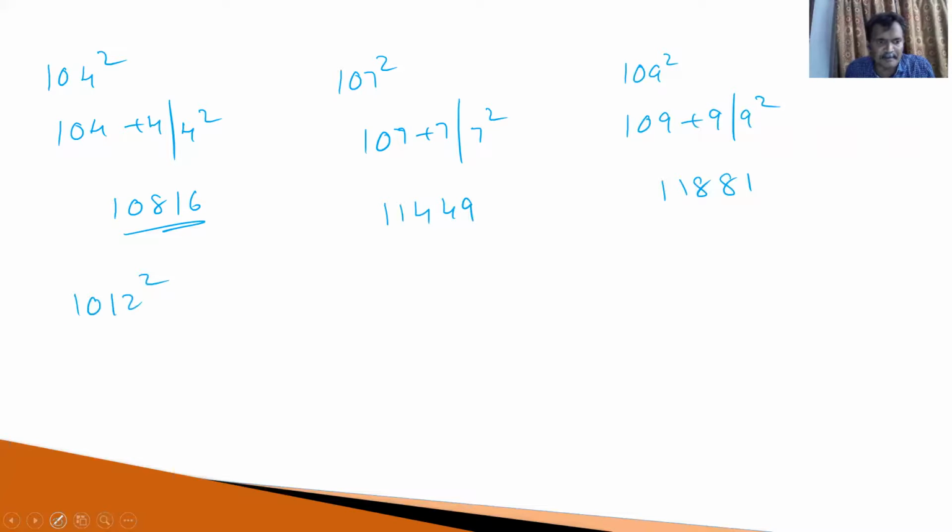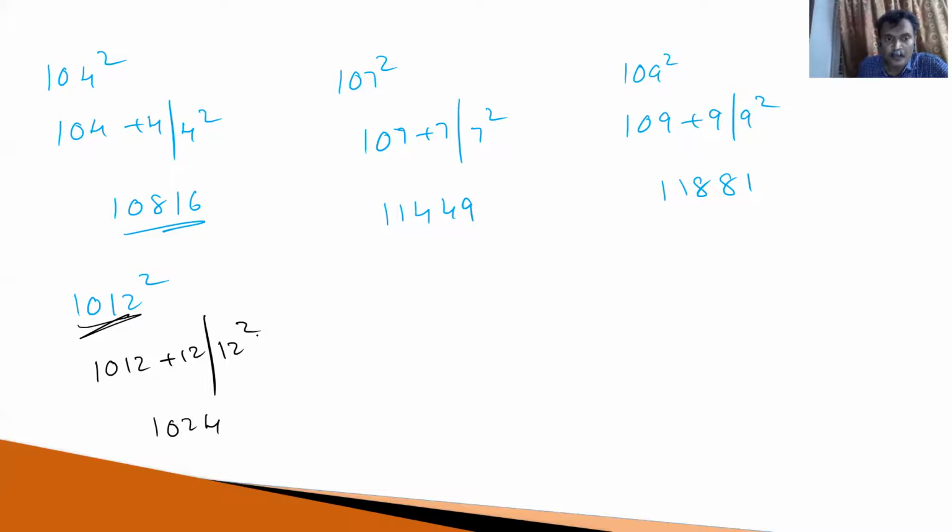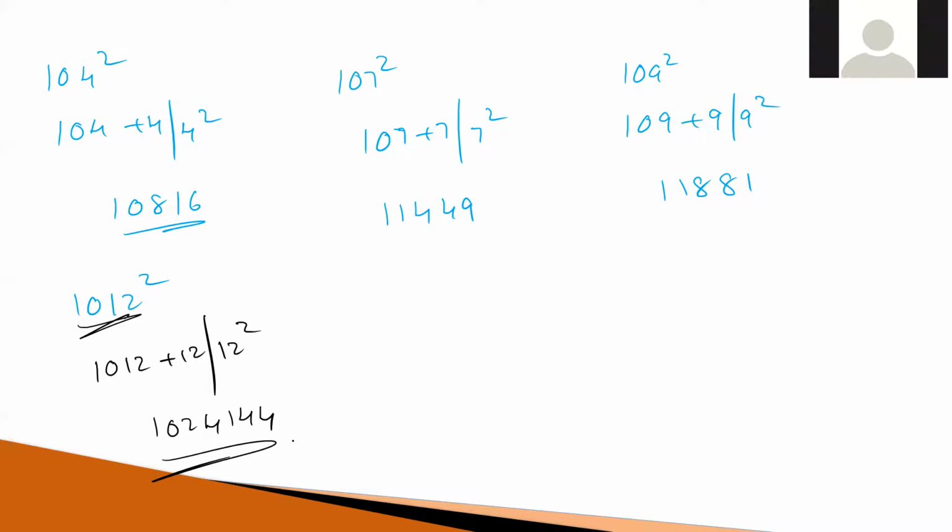Suppose 1012 square is there. What is the nearest base of this number? That is equal to 1000. What is the difference between 1000 and 1012? That is equal to 12, right? Now, here 1012 plus 12 and 12 square. What is the 1012 plus 12? 1024. What is the 12 square? That is equal to 144. So that is the required answer. Is it clear? Yes, sir.